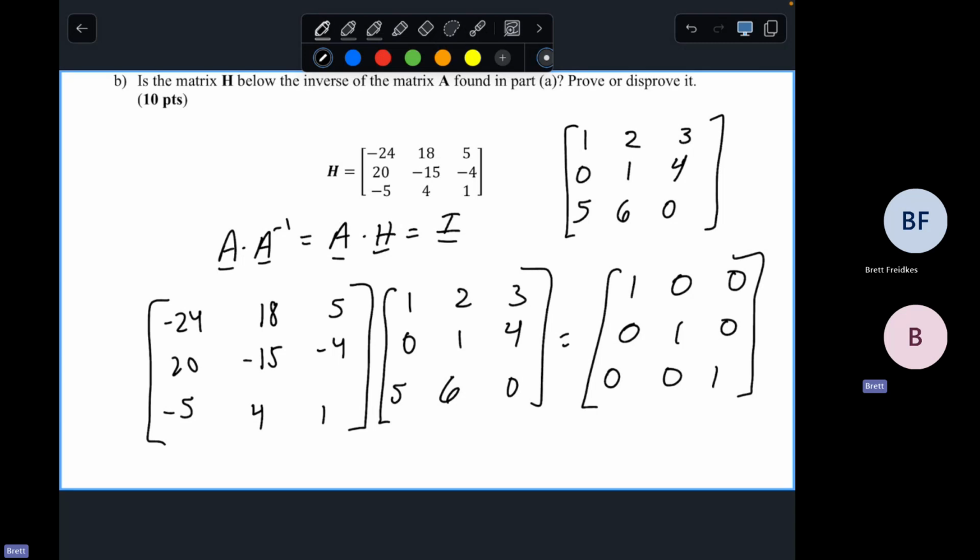So if you went through this, you would end up getting 0 for the rest. If you look at the next one, it's negative 48 plus 18 plus 30. You see that? Again, I'm looking at the first row versus the second column: negative 24 times 2, plus 18 times 1, plus 5 times 6 gets you 0. And that will give you ultimately the identity matrix. And then you are done. Again, this whole first question is just testing that you can multiply matrices. Any doubts about this? Okay.